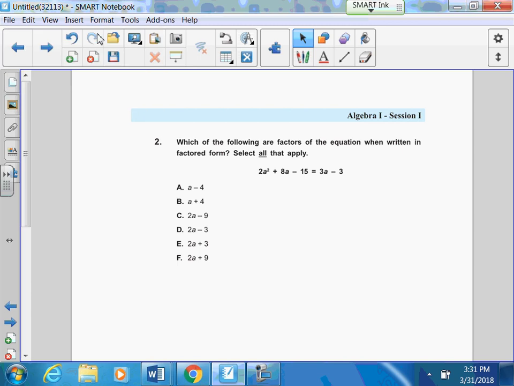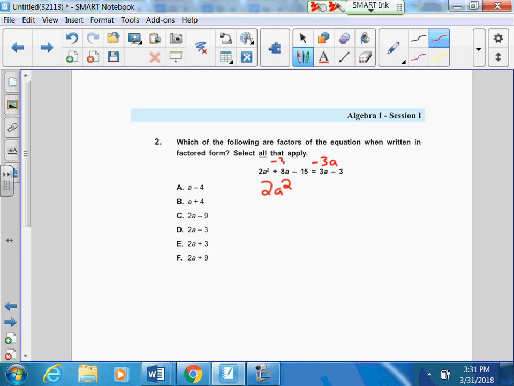Okay, to figure out which of these are going to be factors, what we really need to do is just be able to factor the quadratic equation. So I'm going to get everything on the same side. I'm going to have 2a squared. I'm going to subtract 3a and make that go away.